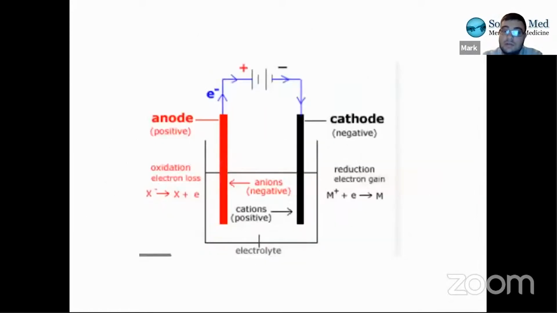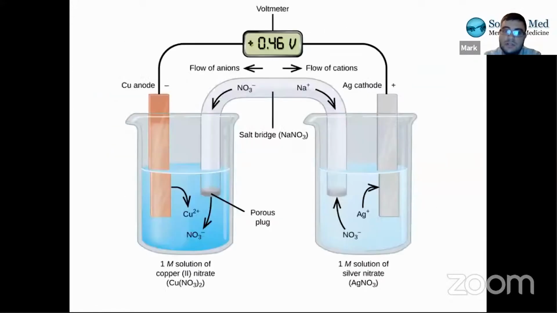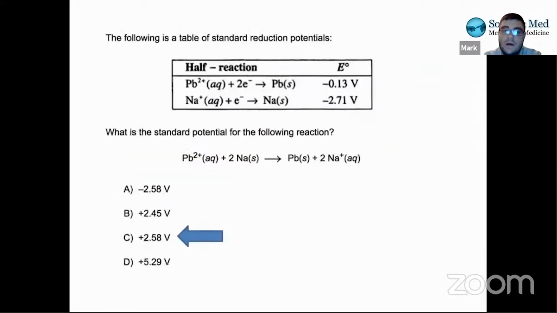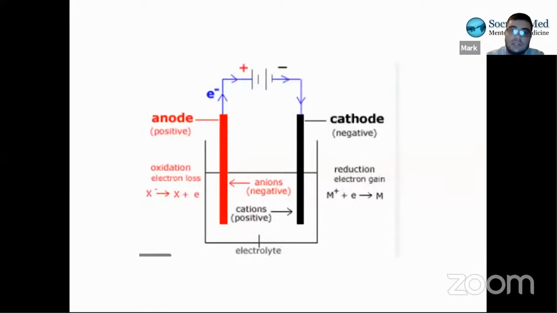Electrolytic cells, as you can see here, don't use a salt bridge like they do here. They happen in one beaker, whereas in galvanic cells, there are two beakers connected by a salt bridge. Instead, electrolytic cells use a battery as a source of electricity. This is the sign for a battery, which we'll cover when we get to circuits. You need to hook up a battery, otherwise this won't work. The battery sends electricity into the cathode and around in a circle.